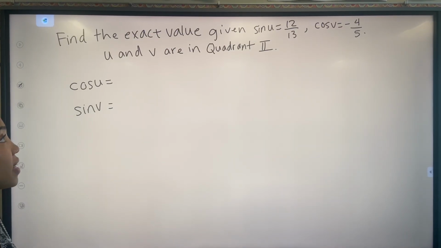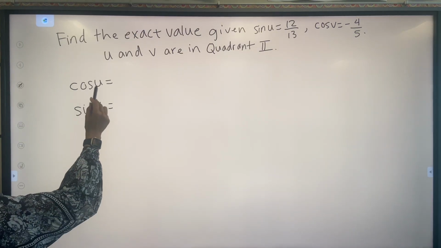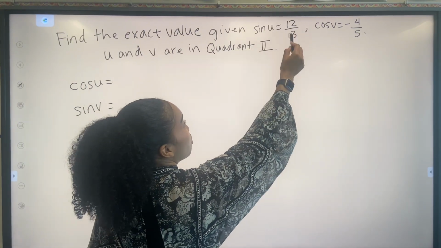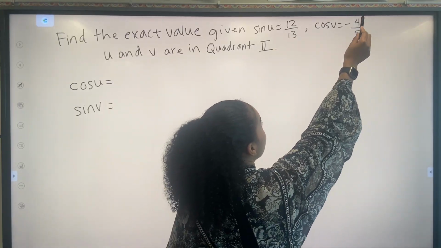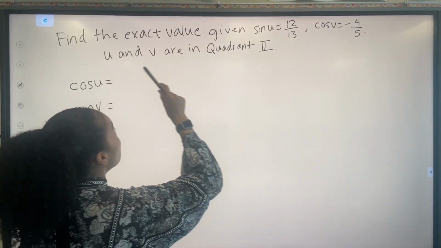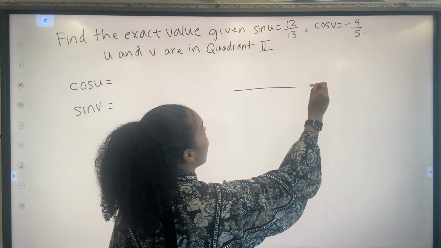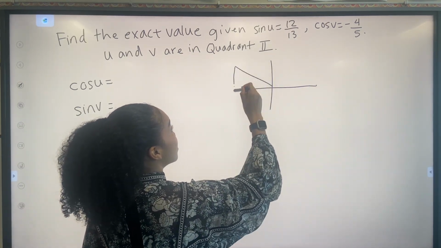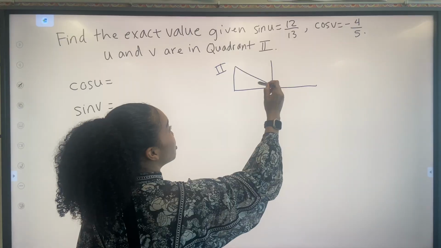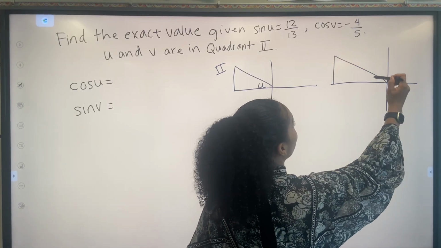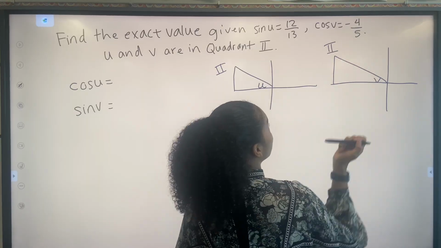Okay, so we want to find the exact value of cosine u and sine v. We're given that sine u is 12 over 13 and cosine v is -4/5. Both of these angles, u and v, are in quadrant 2. So I'm just going to sketch that real quick. This is the angle in quadrant 2. I'm going to do angle u, and I'm also going to sketch angle v. They're both in quadrant 2.